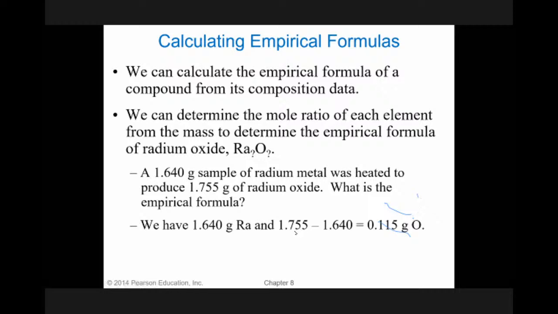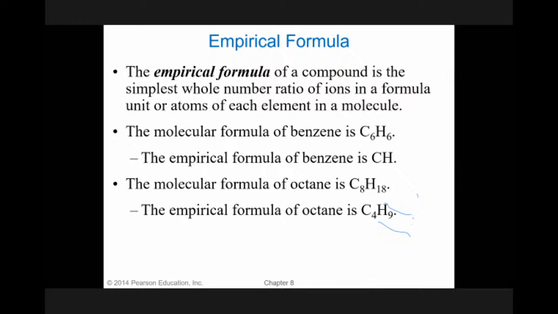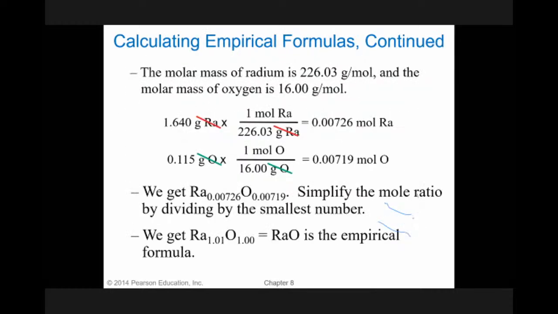If we want to know how much oxygen we're talking about here, we have to subtract the original number from the total. You got that now? Yes. And when we do so, we got 0.115 gram of oxygen. You see that now? So that's in grams. So we're going to find the number of moles for that. So we're going to find the moles of each.